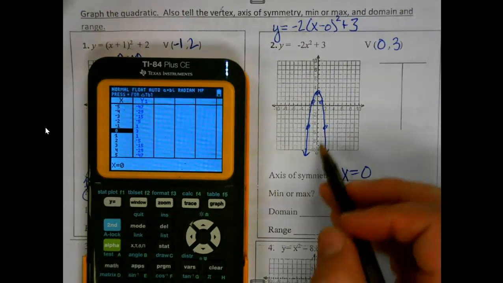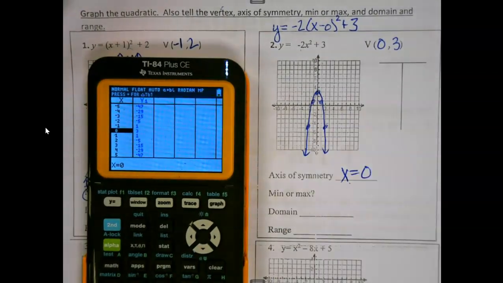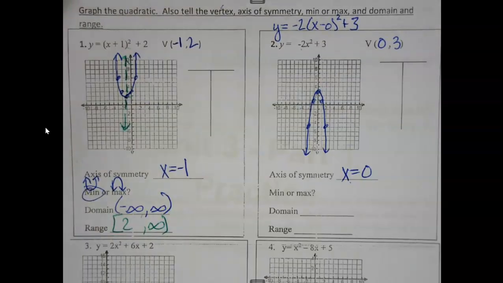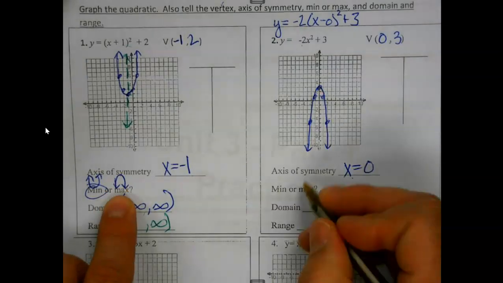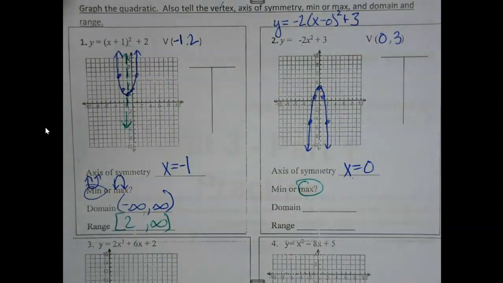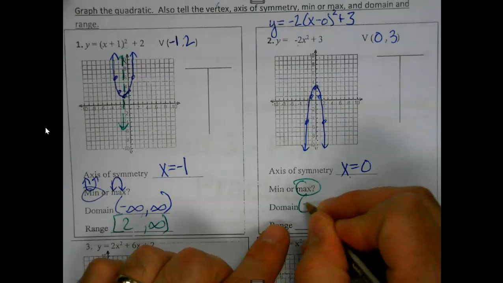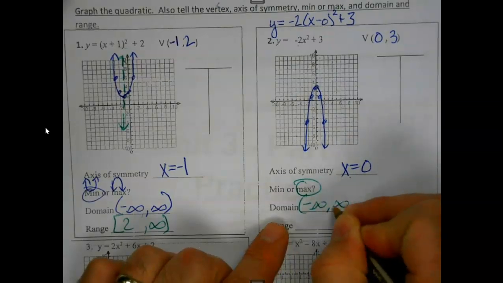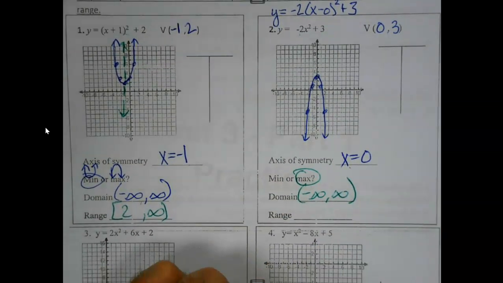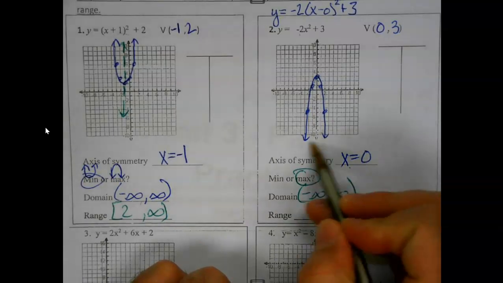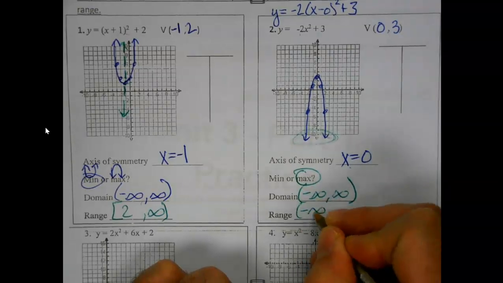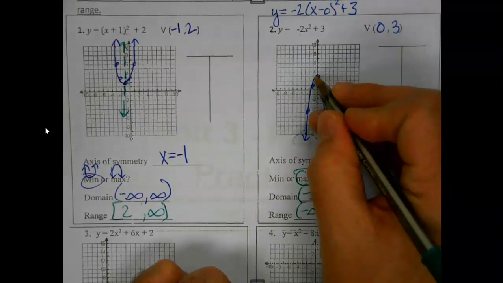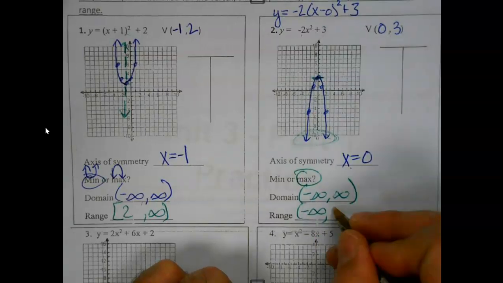I knew it should open down because it had a negative a value. So I look, we're opening down. That's a max. Free square. And one warning for my range. Down forever first, because it's always bottom to top. There's my top.